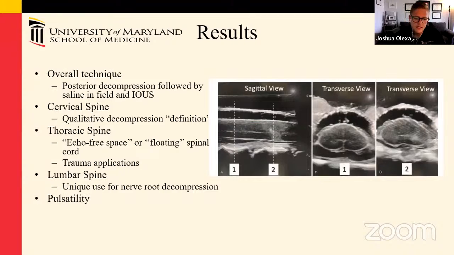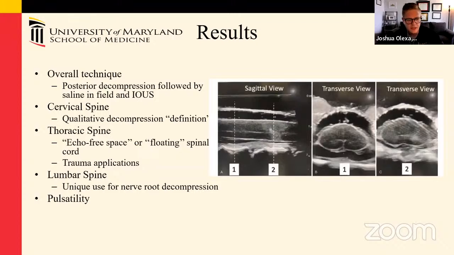If it was still compressed, they could say the severity of the compression was described by the resultant shape of the spinal cord. So again, qualitative in nature, how it looks on the imaging. In the thoracic spine, this was essentially the same kind of concept. They use very similar terms. Again, echo-free space or floating cord comes up.